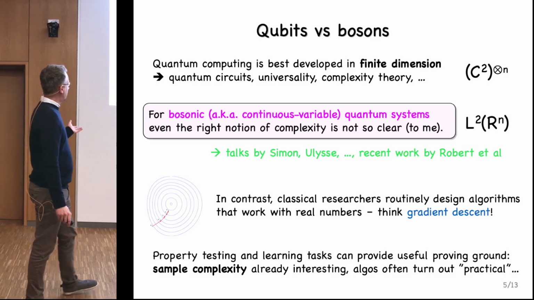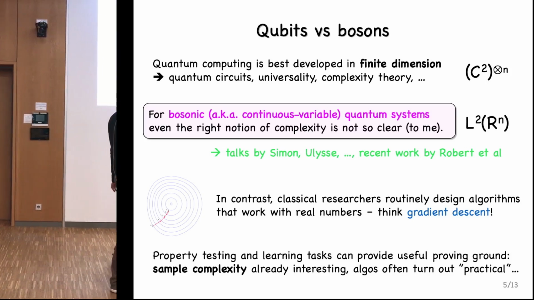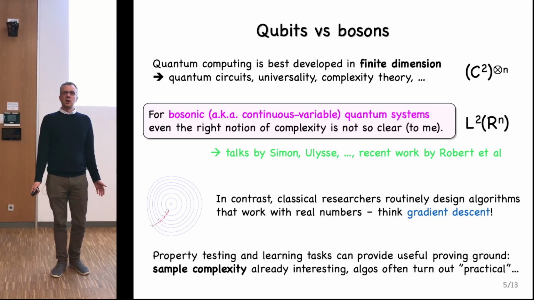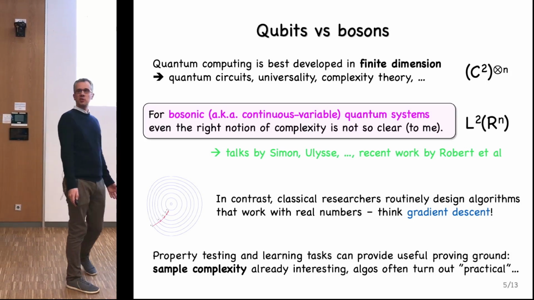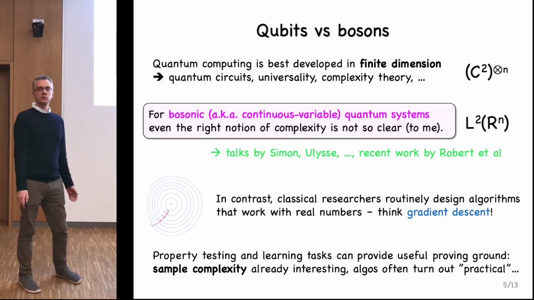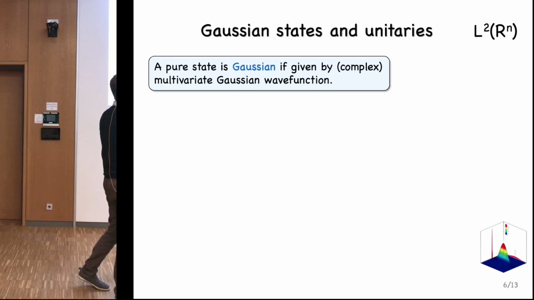And nevertheless, just like in the case of the swap test, one can hope that the algorithms that come out are actually not only efficient in terms of sample complexity, but maybe they're even time efficient. Okay, and so hopefully we'll see one of these examples.